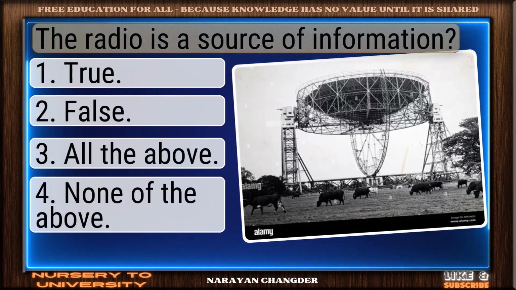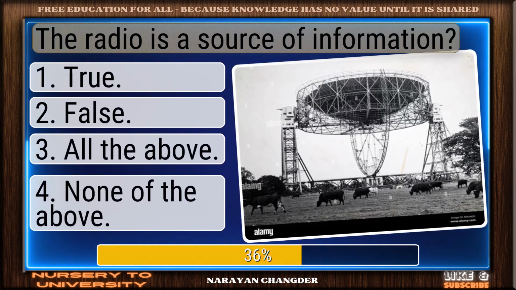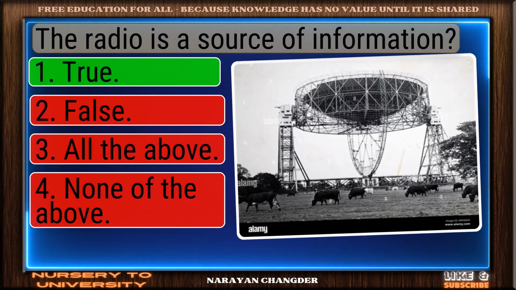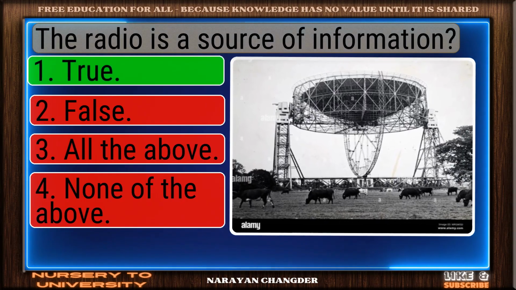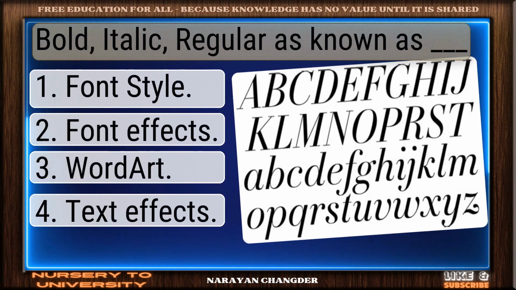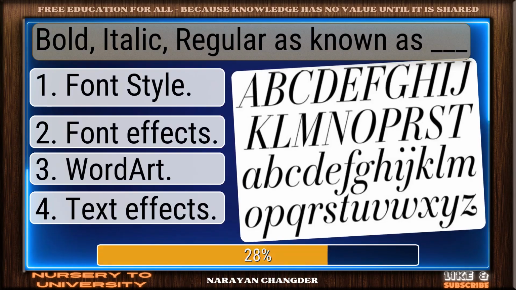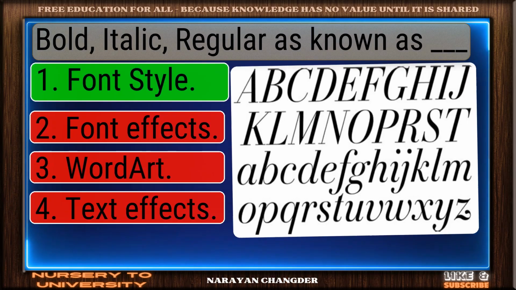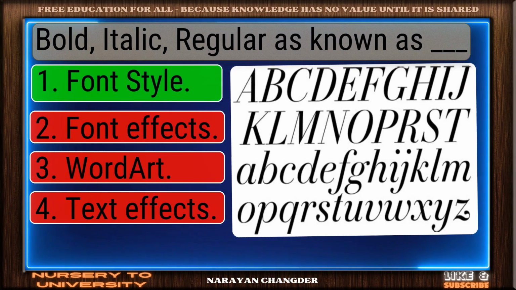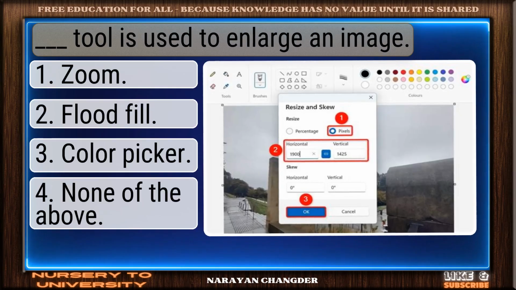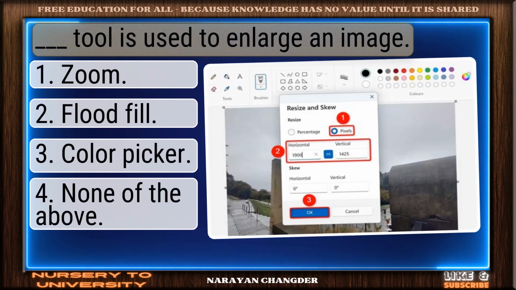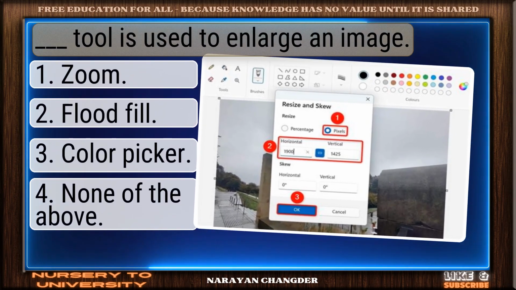The radio is a source of information. Perfect. True is the one. Bold, italic, regular is known as dash. Good thinking. Font style is right. Dash tool is used to enlarge an image.